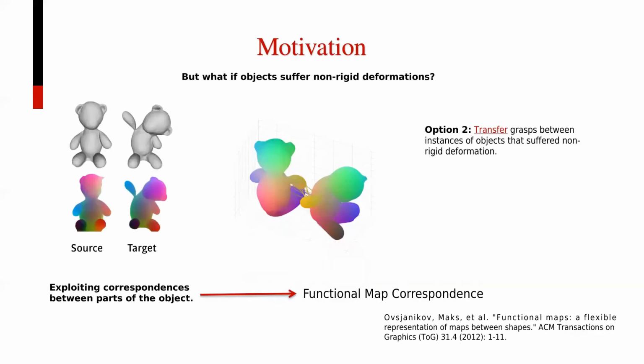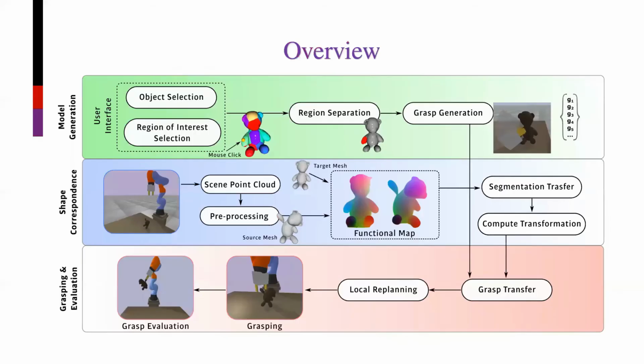To exploit these correspondences between parts of the objects, there's a very nice framework that was proposed in the 2012 paper Functional Maps, a flexible representation of maps between shapes, which is the functional map framework that can find correspondences between near isometric shapes, even in the presence of large deformations. And by joining that together with some user input to have some task awareness, we have our method presented in this image.